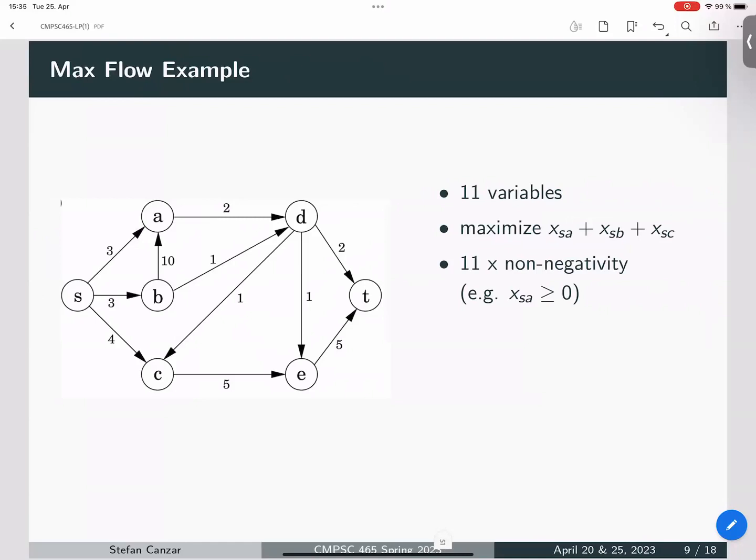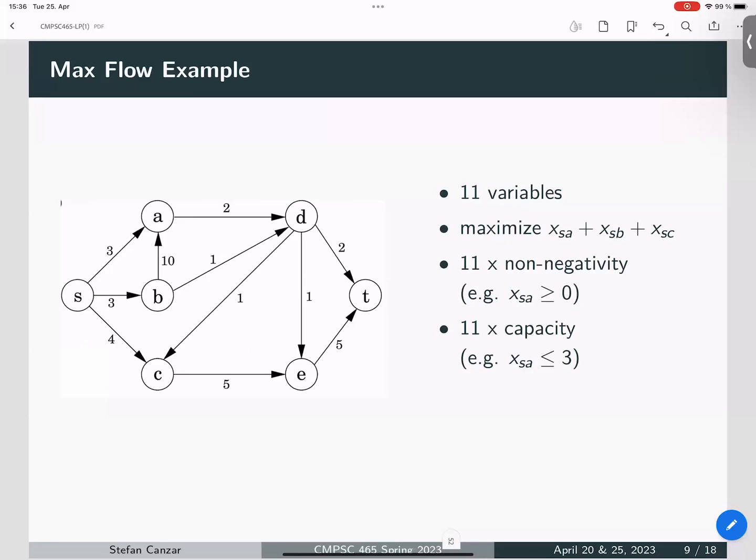Then we have constraints. We have 11 non-negativity constraints that simply tell us things like XSA, so whatever we send from here to here has to be non-negative. So it's greater or equal than 0. We do this for all variables, so we will have 11 non-negativity constraints. We have 11 capacity constraints that simply tell us that in this, for example, again, the edge from S to A, here we have capacity 3, so we need to have a constraint telling us that XSA is at most 3. So this is the capacity constraint. So of course we do this for all edges and replace the right-hand side here by the corresponding capacity of the edge.